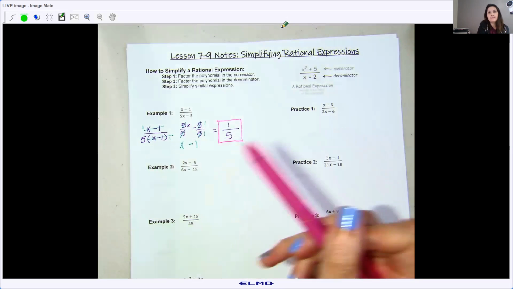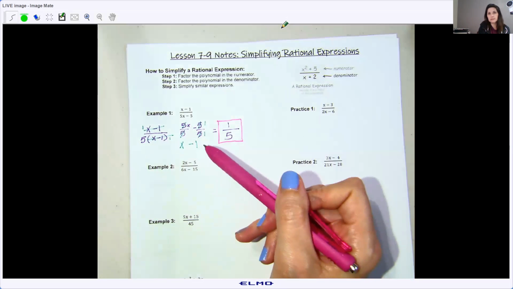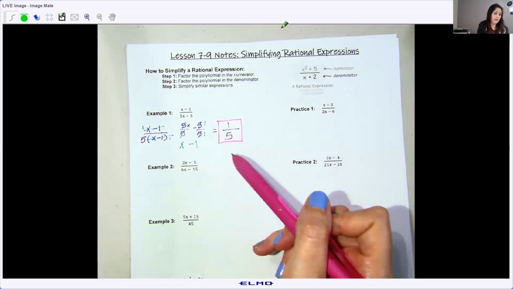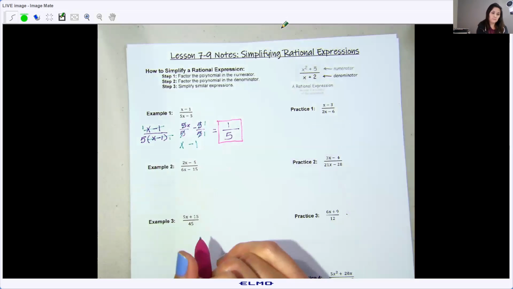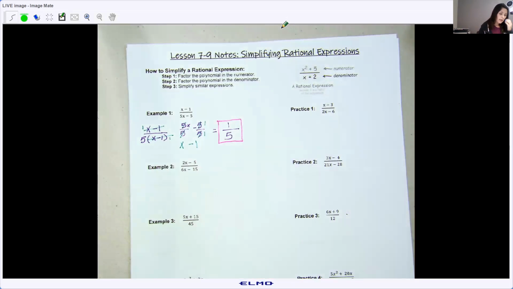Practice number 1 is very, very similar to example 1. So at this point, I would probably pause the video and just refer to this example as you do that one. Great, let's go ahead and go down to example 2.